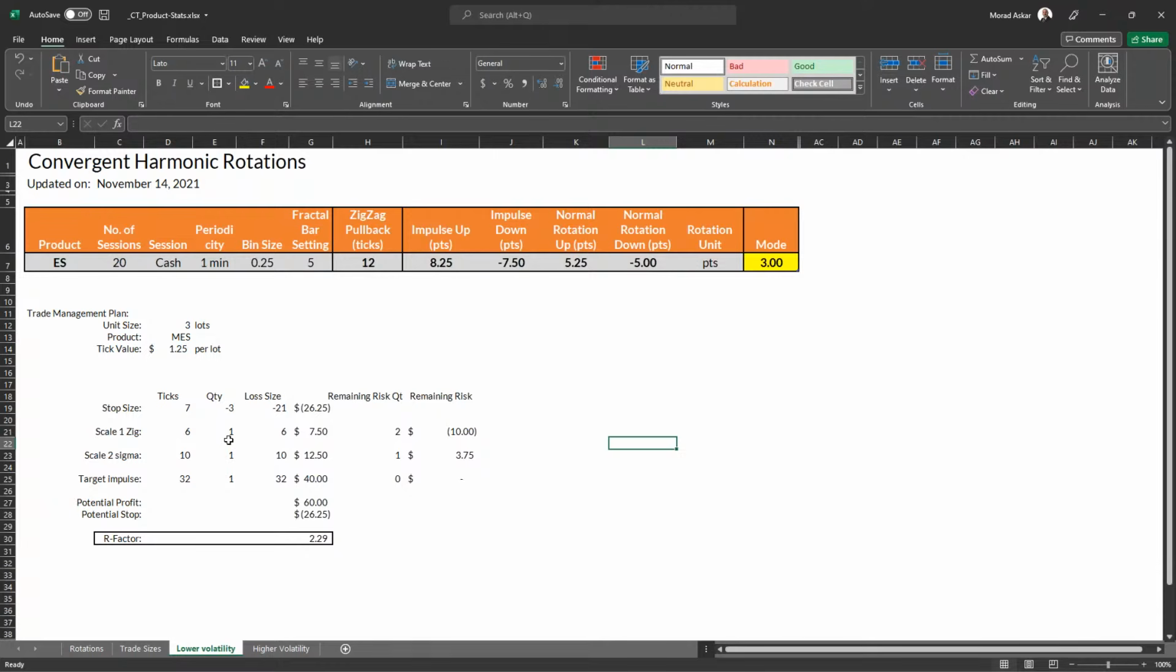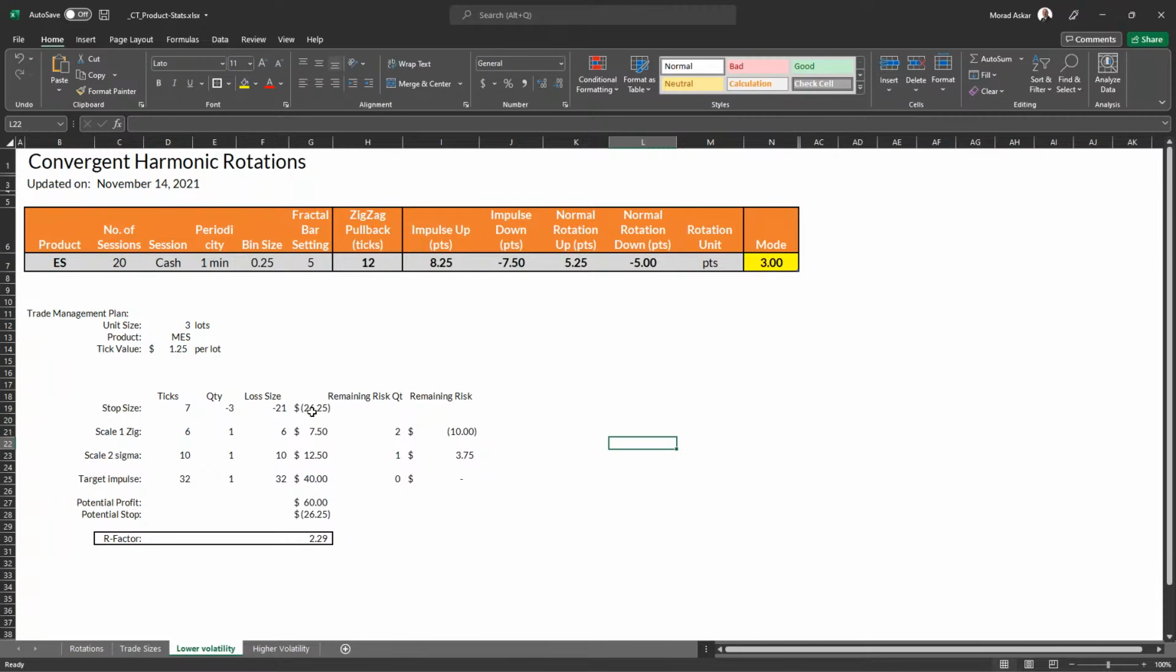I'm taking 6 ticks for one lot. The 6 ticks for one lot is worth $7.50, and leaves me with 2 contracts on. And if the market suddenly turns around before it gets to 10 ticks and stops me out on the remaining 2 contracts, I have a $10 loss. This is the importance of scaling out.